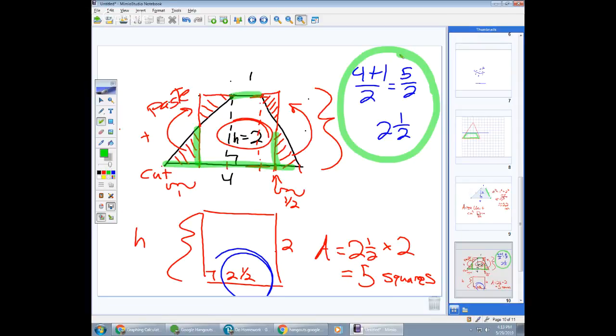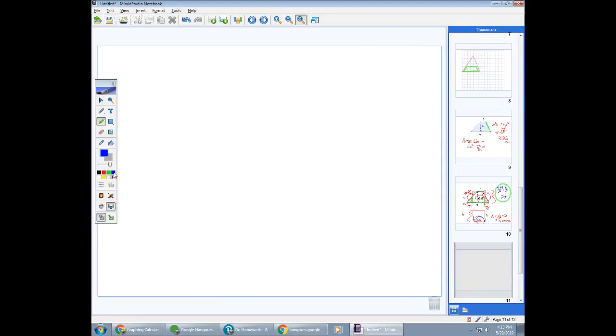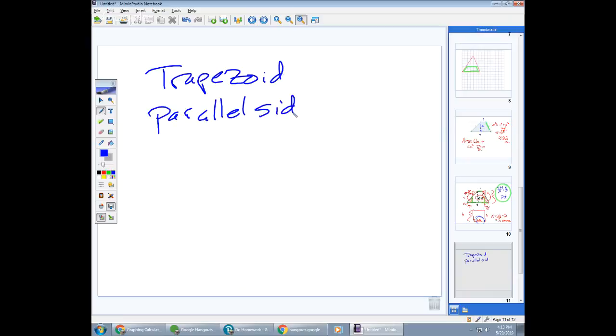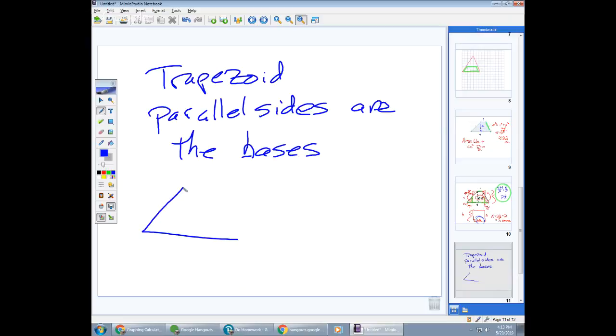So the moral of this story right here, and we'll look at other versions of it, is that in a trapezoid, the parallel sides are referred to as the bases. And so that means either we're orienting the thing like that, or we could orient it the other way, so put the small side at the bottom. Either way.